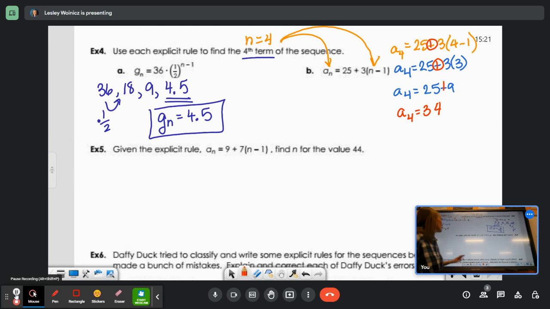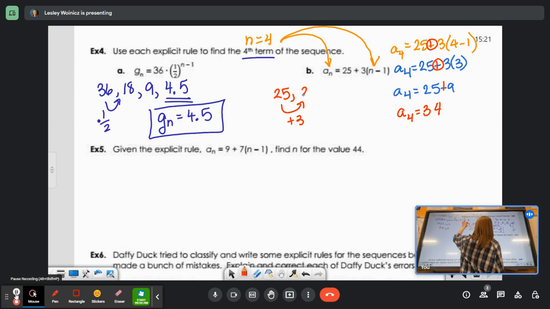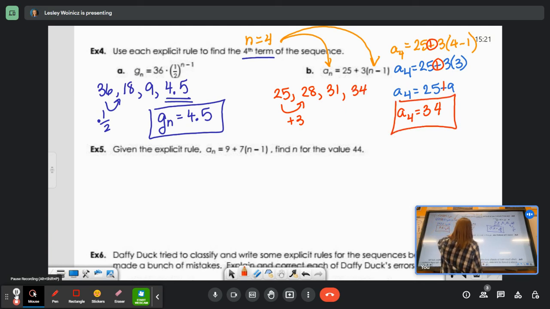For a list? So we start at 25, and then we do what? Add 3, so 28, and then 31, and then 34. So either way, we get A sub 4 equals 34.